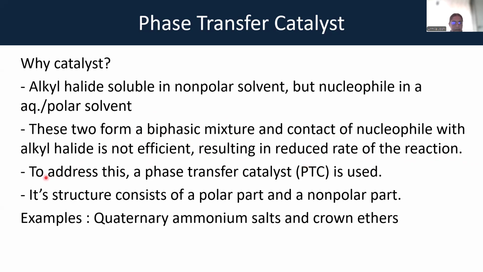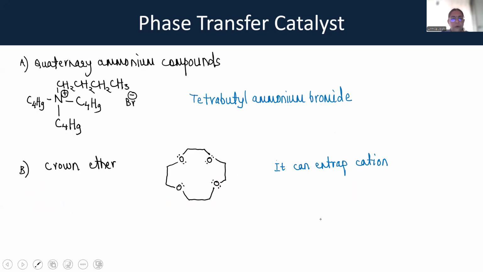To address this, a phase transfer catalyst is used. The structure of the phase transfer catalyst consists of a polar part and a non-polar part. The examples are quaternary ammonium salts and crown ethers. Just see this. This is a polar part, and this long alkyl chain is the non-polar part. Similarly, in case of crown ethers, this part is polar, whereas the alkyl chains are the non-polar part. Okay, now how does it function?